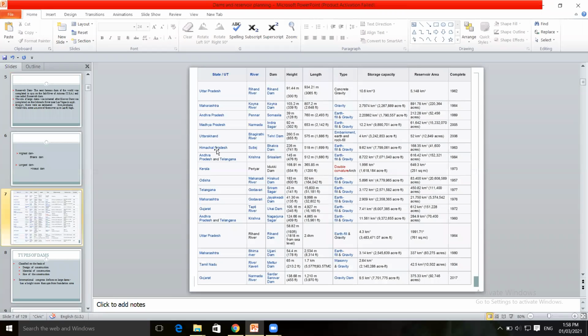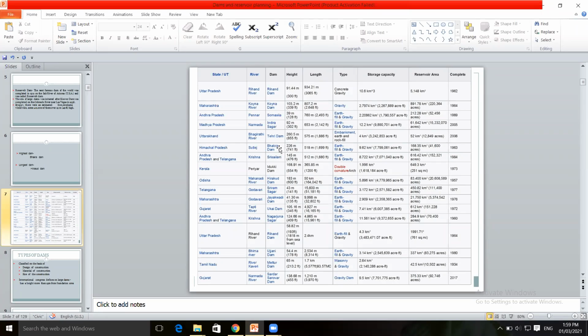Bhakra Dam, Himachal Pradesh, is constructed across the Satluj River in Himachal Pradesh, having height 260.5 meter and length 575 meter. What is the type of dam? It is constructed with earth fill and gravity. Here the height is 226 meter and length is 518 meter. This is the Bhakra Dam, the multi-purpose dam.